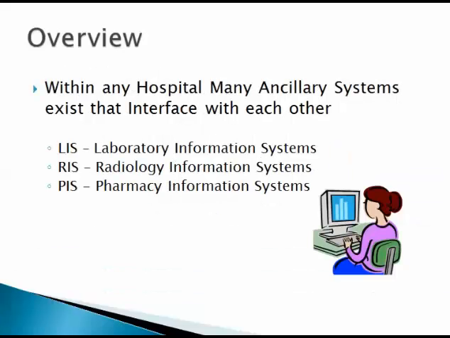I'd like to start by giving you a brief overview of what we plan on covering in this module. First, I want to start by saying within any hospital there are many ancillary systems that exist, and often they interface with each other. You'll see some terms and acronyms thrown around, so let's discuss those right now. An LIS is also known as a Laboratory Information System. RIS is a Radiology Information System, and PIS is a Pharmacy Information System. So each of these ancillary systems have their own IS component, which we'll go into right now.